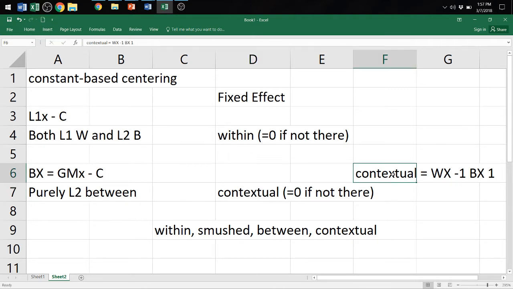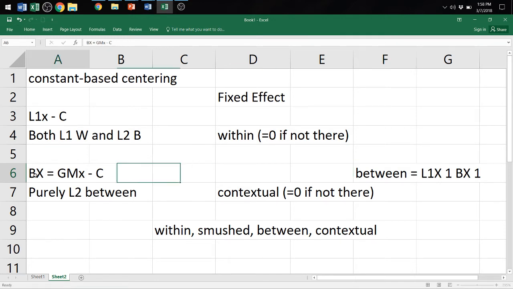So that means of the 3, we're missing between. And if I want to get it back, add them together. So it would be level 1 x, and this between x gives me the between. That's why I tend not to use between as a label. I tend to use like grand mean x or something like that, because sometimes it will mean between and sometimes it will mean contextual based on how you've set up your model.